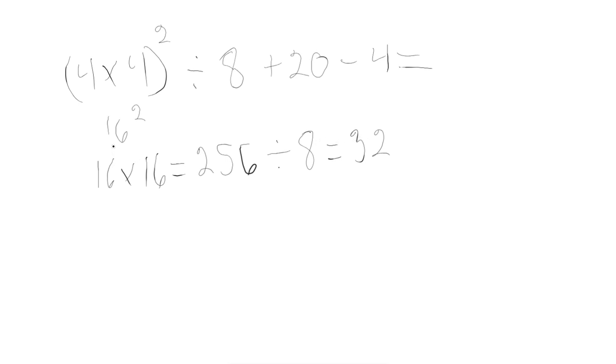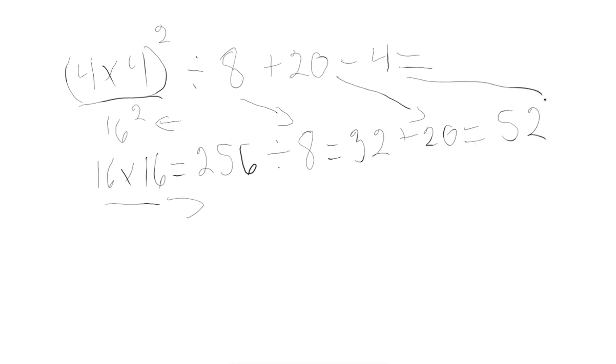Now, since you did your multiplication to get this 16 squared, and you did your 16 squared to get your 256, and then you divided your 256 by 8 to get 32, your next step is to add 20 to 32, which is 52. And now your final result is to subtract 4 from that, which is 48.